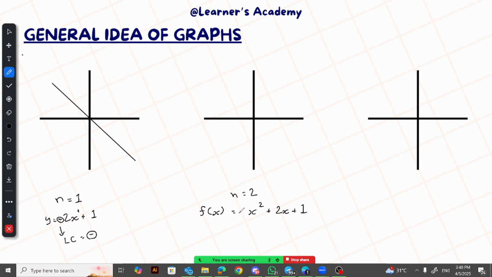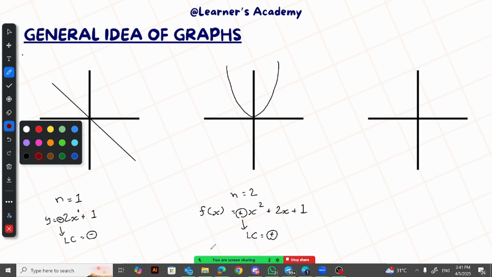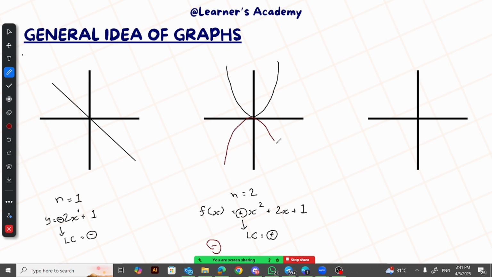And if we have a leading coefficient being a positive number, the graph will result like this. The graph will look like a cup. And say, for example, if it has a negative leading coefficient, the graph will result like this. It's a cup, but upside down.